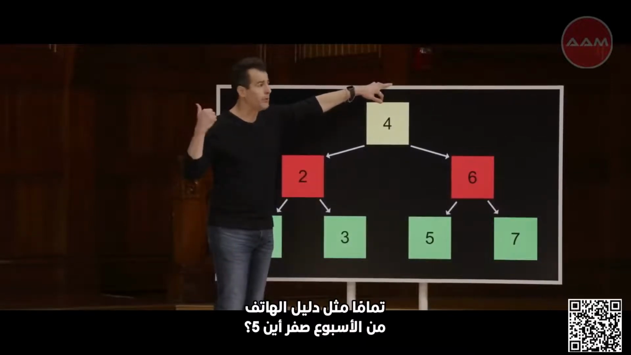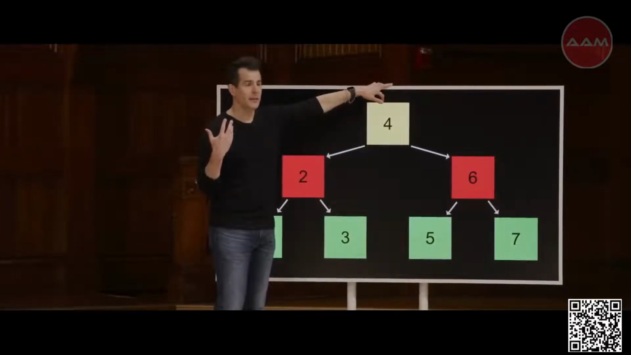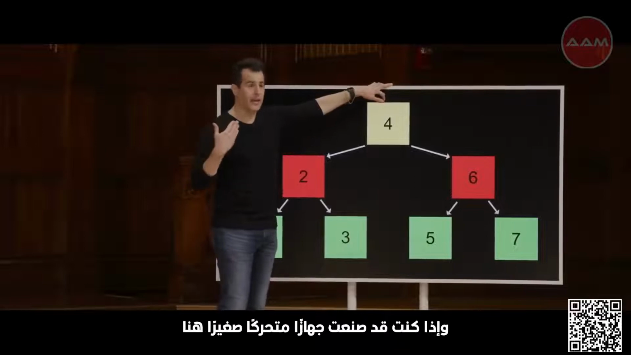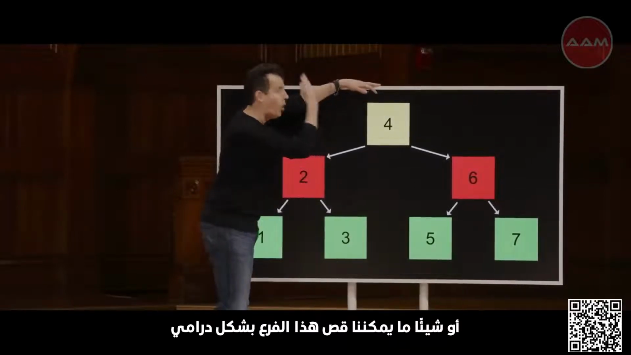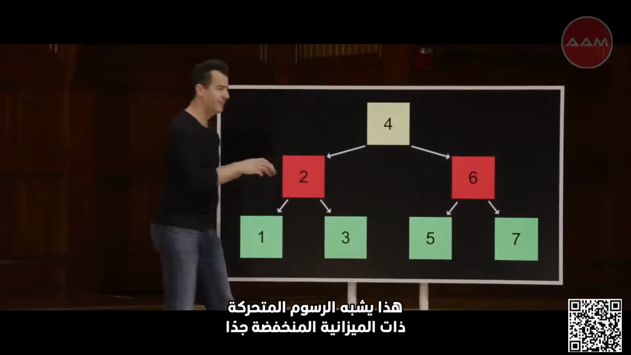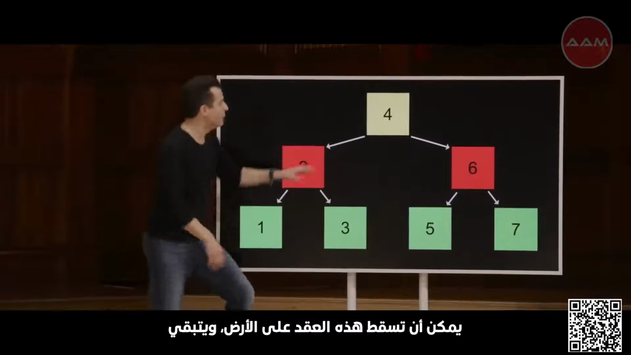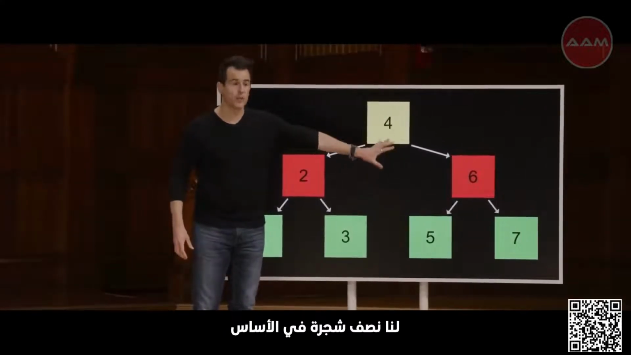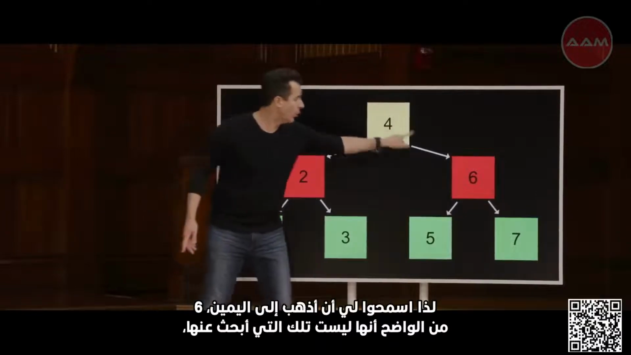Just like the phone book from week 0. Where is 5 not? It's not to the left. And if I had built a little mobile here or something, we could very dramatically snip off this branch. This is like very low budget animation. These nodes could like fall to the ground, and we're left with half of essentially a tree. But what do I now know? It's obviously the 5 to the right. So let me go to the right.